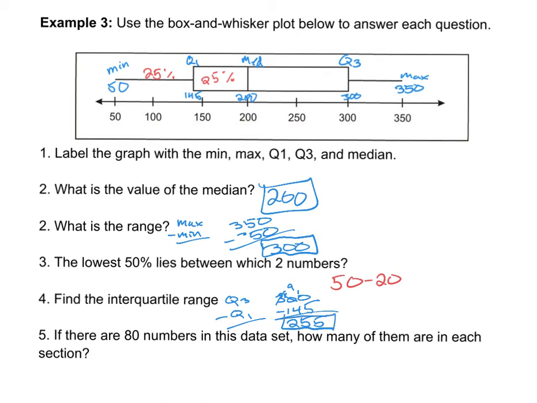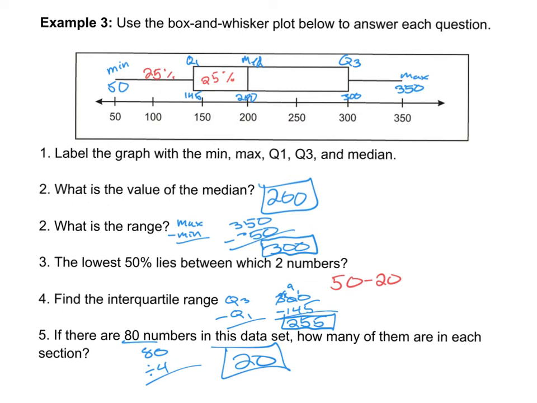Yep, 255. And then lastly, if there are 80 numbers in the data set, how many are in each section? Well, this is where we're looking at 25%. That's the same thing as multiplying by a fourth, dividing by 4. So if we have 80 into 4 sections, that means we'd have 20 pieces of data in each section.